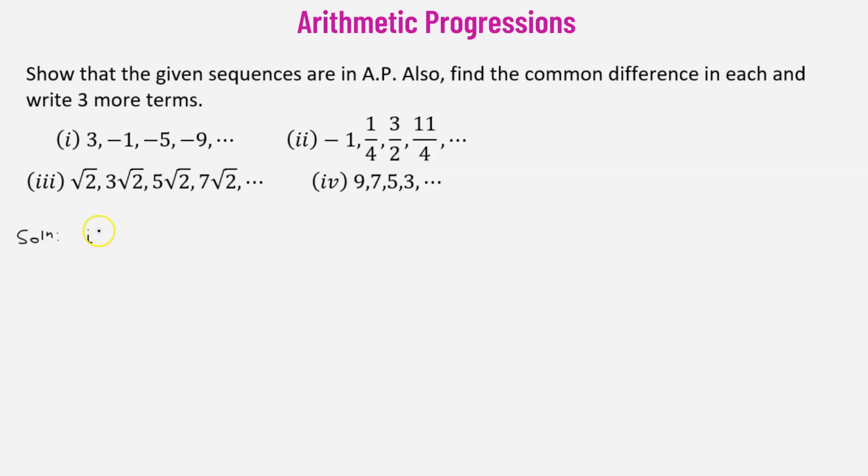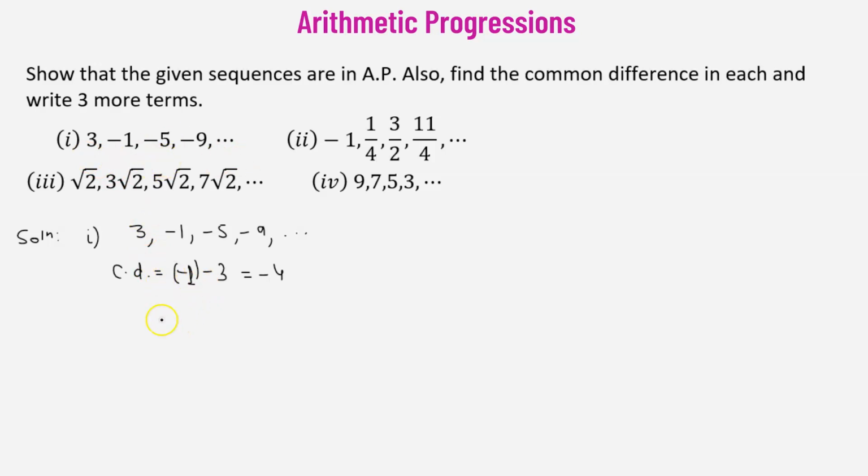So in the first problem, we are given the sequence 3, -1, -5, -9, and this goes on. So let's try by finding the common difference. The common difference can be obtained by considering any term in the sequence. So we'll consider the second term, which is -1, and from it we have to subtract the previous term, which is 3. So -1 minus 3 is going to give us -4. Now we need to check that this particular sequence is actually in AP.